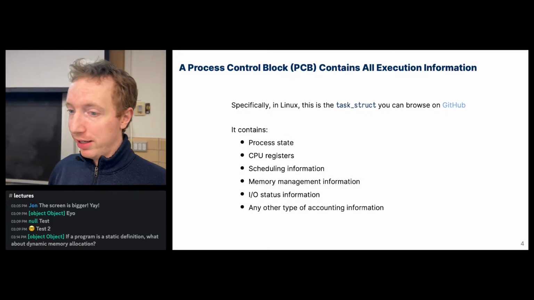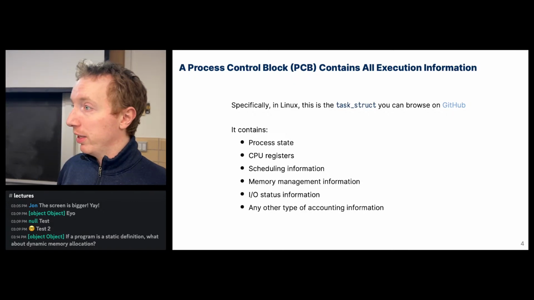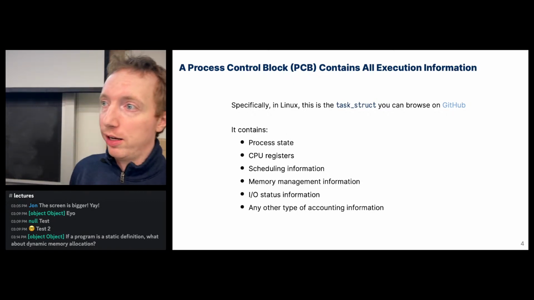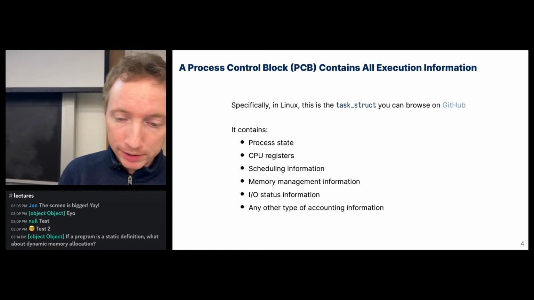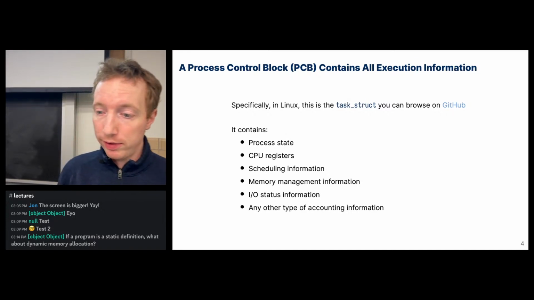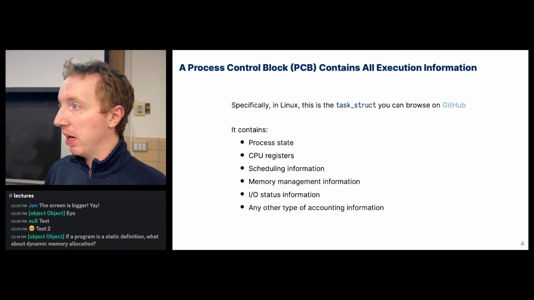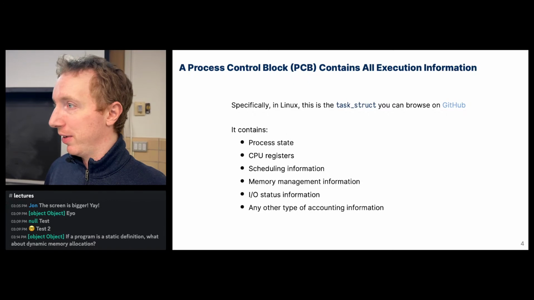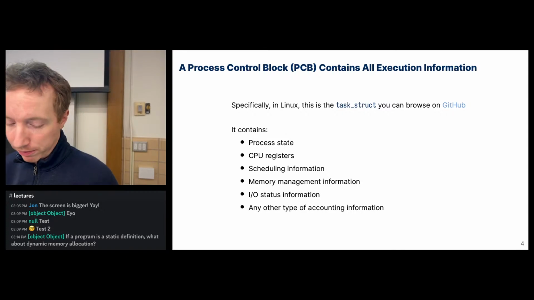Some of the fields contain things like process state, saved registers, and some scheduling information. That's the information we'll see much later in the course. There'll be dedicated topics on that, where you decide which process to run at a given time. Then memory management information, which would be the result of any of those dynamic allocations. Then I/O status, like if it's reading from a file, accessing the web, whatever. And then lots and lots of different types of accounting information. We're going to explore some of that. You're going to get familiar with it from Lab 1.